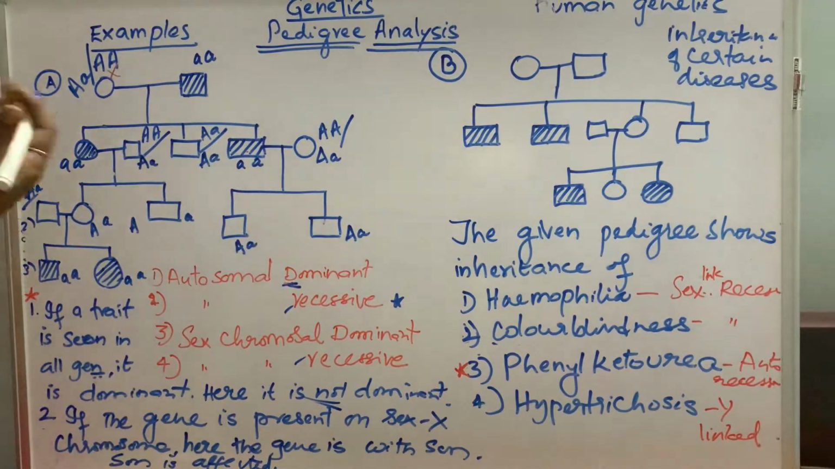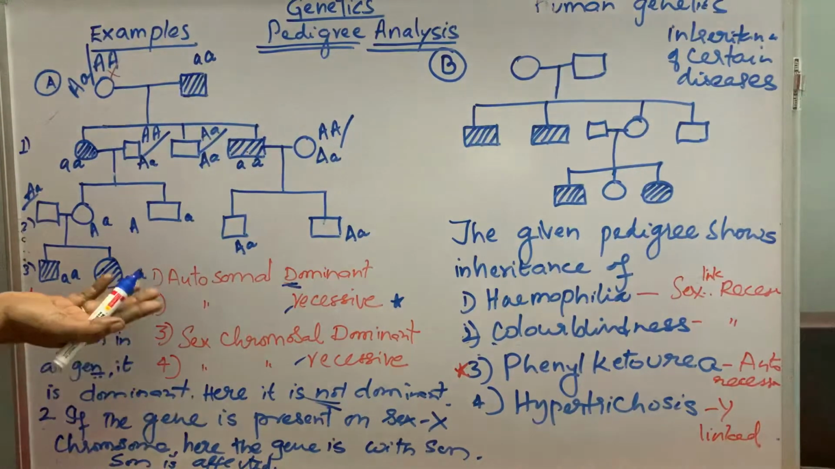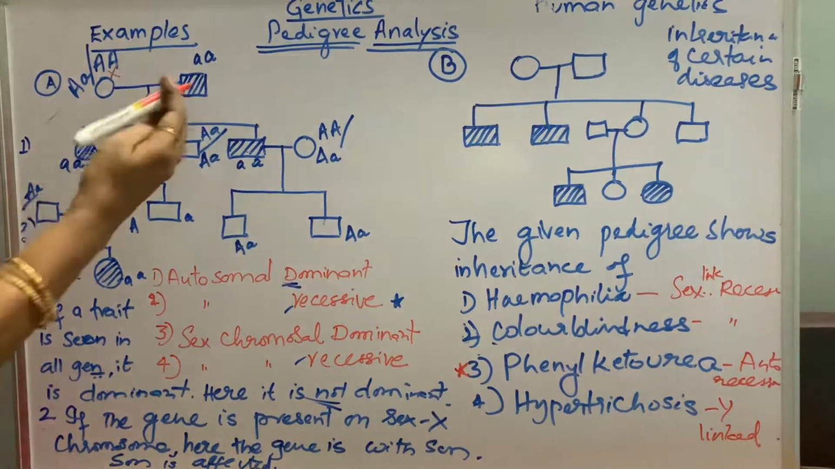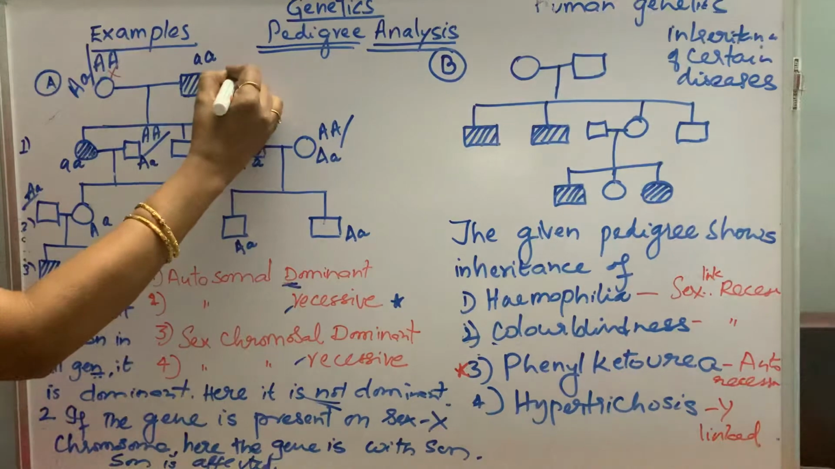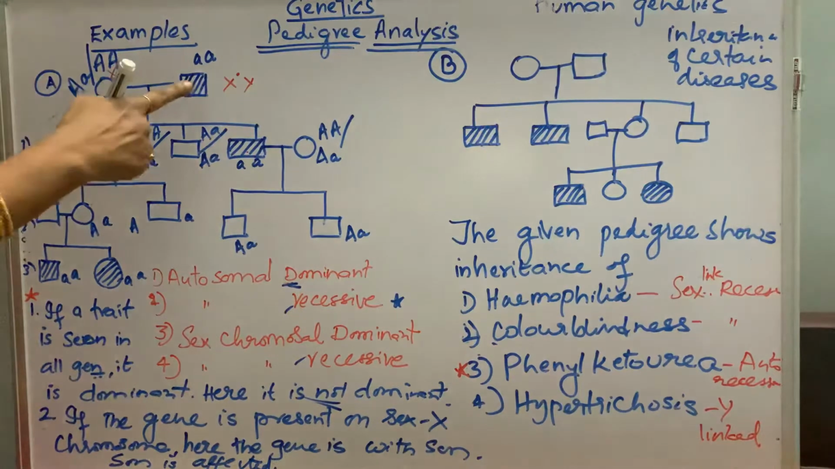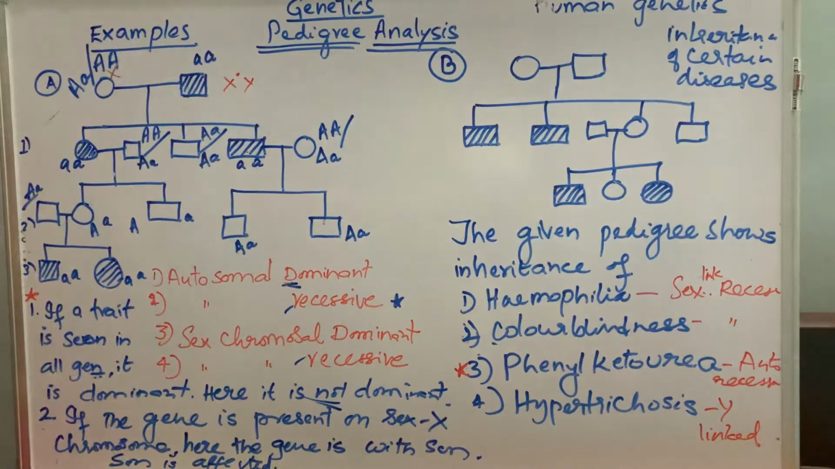Coming to whether it is autosomal or sex chromosomal. You know very well what autosomes and sex chromosomes are, which we have already finished. If it is on the sex chromosome, the affected male will have only one X and one Y. This X will always be transferred to the daughters only. He cannot transfer his X to the son.